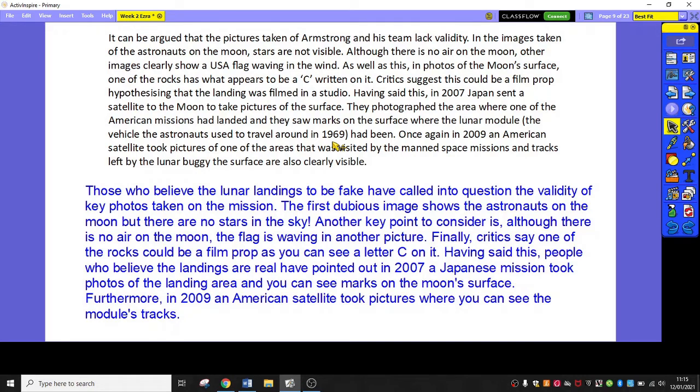Finally, critics say one of the rocks could be a film prop, as you can see a letter C on it. Having said this, people who believe the landings are real have pointed out in 2007, a Japanese mission took photos of the landing area and you can see marks on the moon's surface. Furthermore, in 2009, an American satellite took pictures where you can see the module's tracks. So, I've taken the essence of all those sentences, and what I've really tried to do is start my sentences with one of those excellent starters that I gave you yesterday. So we've got finally, furthermore, having said this, and they're really, really important to try and get that flow to my argument, so it's not just sentence, sentence, sentence, sentence, sentence.